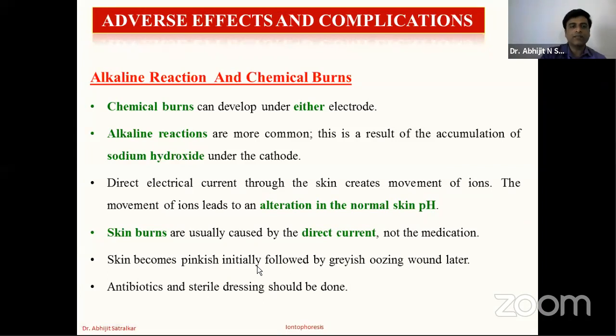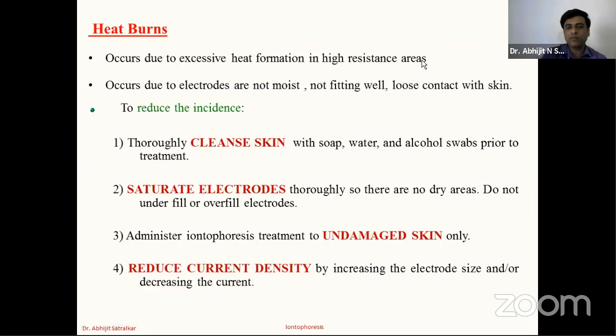Next is heat burns. It occurs due to excessive heat formation in a high resistance area. It occurs due to electrodes which are not moist, not fitting well, and lose contact with the skin. What can we do to reduce heat burns? Thoroughly cleanse the skin with soap, water, and alcohol swab prior to the treatment. Saturate electrodes thoroughly so there are no dry areas. Do not underfill or overfill the electrodes. Administer iontophoresis treatment to undamaged skin only. Reduce current density by decreasing the electrode size and or decreasing the current.